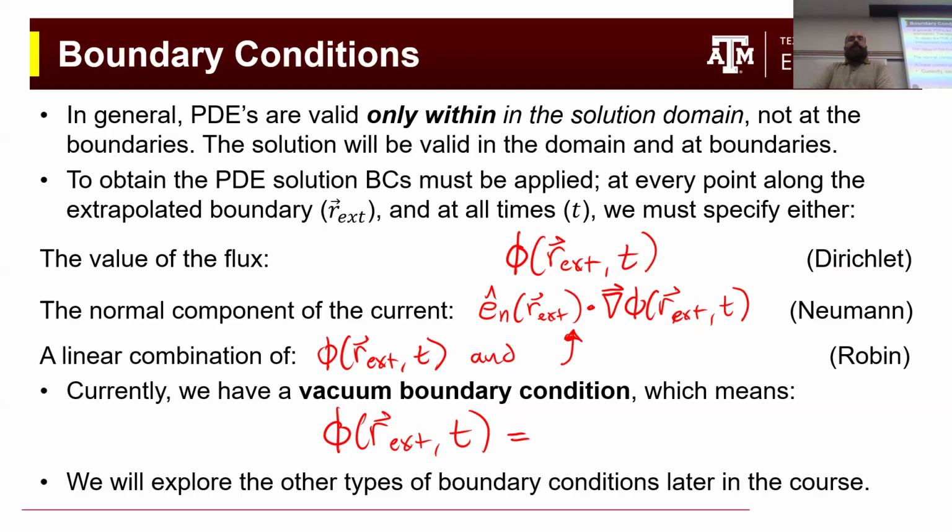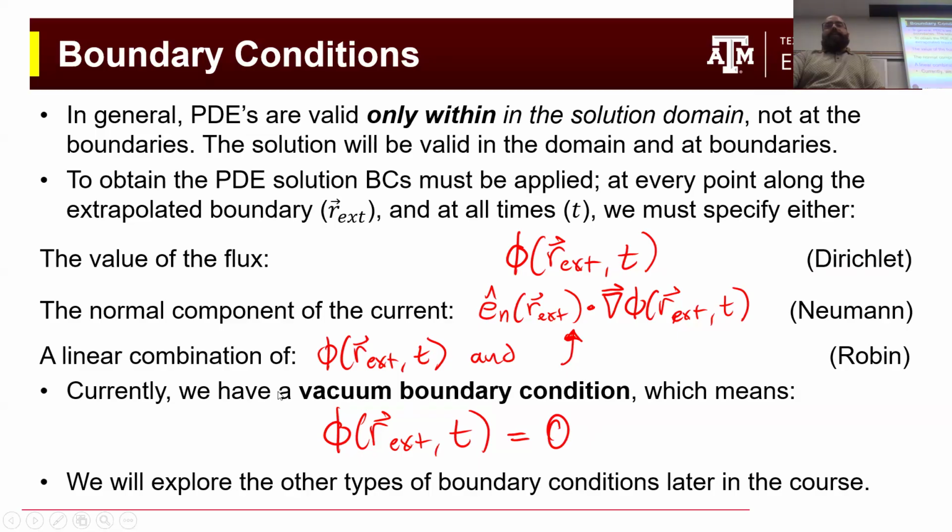Do we know what we mean when we say vacuum? If we're out in outer space, they would refer to that as the vacuum of space. In outer space, there's no air, there's mostly no particles. So a vacuum boundary condition means that the value of my flux is zero. I've got no particles there.